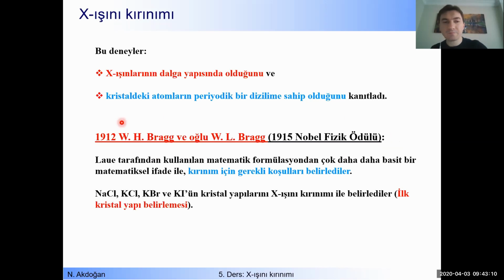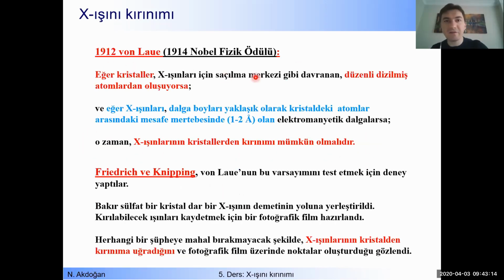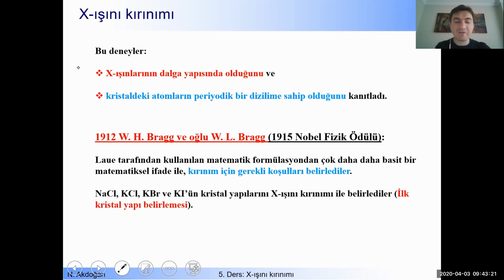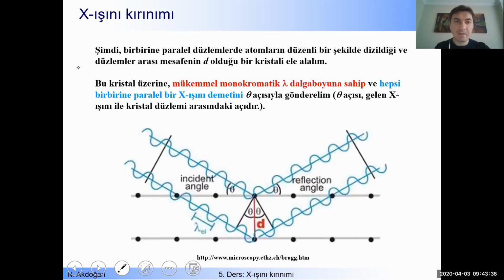This discovery in X-rays is a very important step. After that discovery, X-rays started to be used in many different fields to determine the crystal structures of materials. So now let's have a look at the diffraction of X-rays from the crystals.